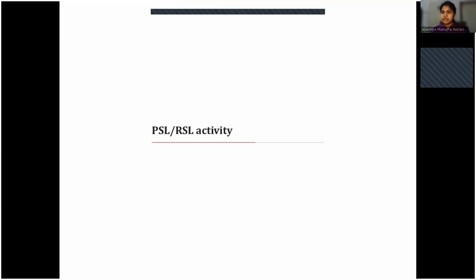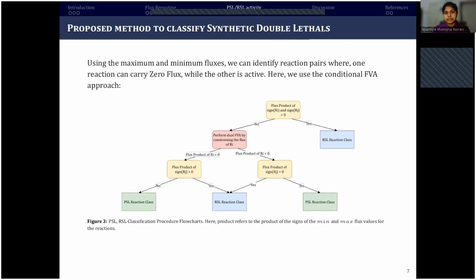In order to address the PSL RSL activity question, we applied conditional FEA, as I mentioned before. The main idea behind the conditional FEA is to identify whether both the reactions can simultaneously carry fluxes, or whether one reaction can carry a zero flux when the other reaction is active. The previous study, which I mentioned, actually uses an FBA-based approach, and our approach using conditional FEA improves on it. An FBA solution is just one instance of all the possible solutions that are available, and when we use FEA, it becomes more rigorous.